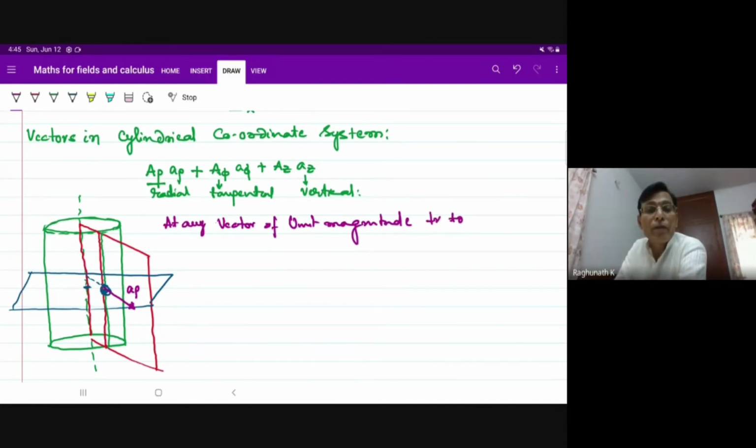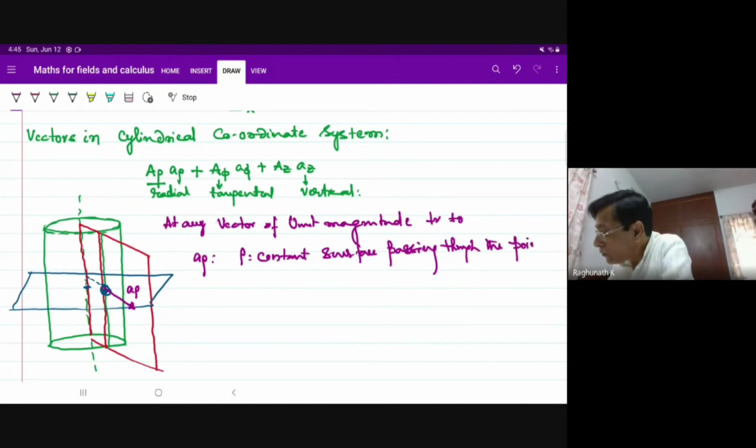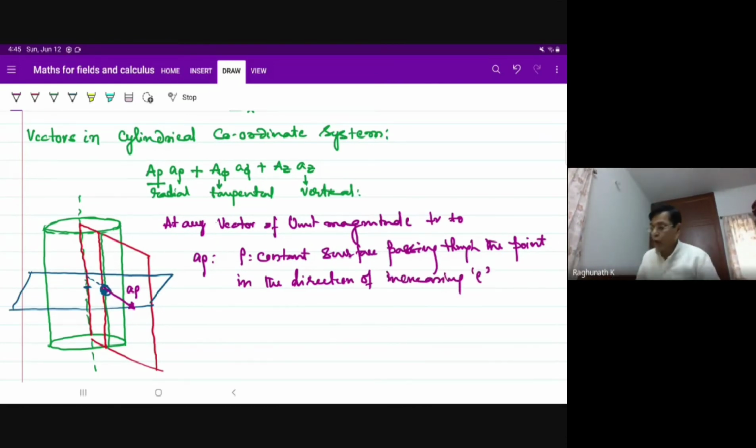Perpendicular to a rho. What is this? Rho is equal to constant surface passing through the point in the direction of increasing rho is a rho. Next, a phi is what?